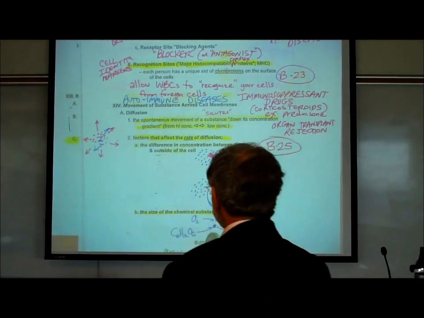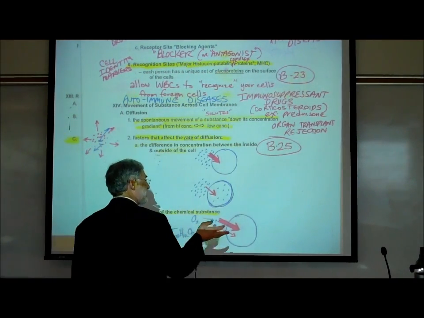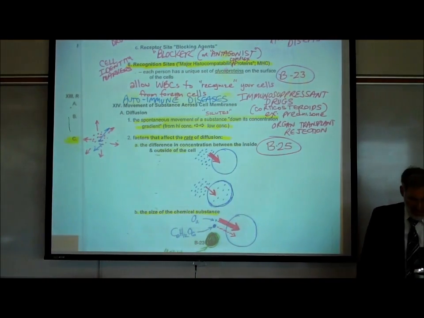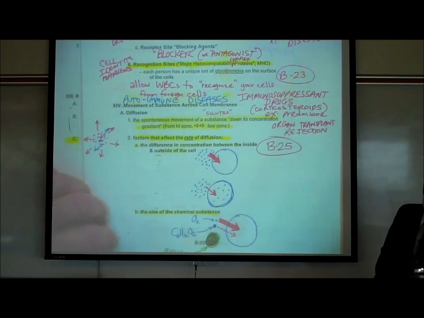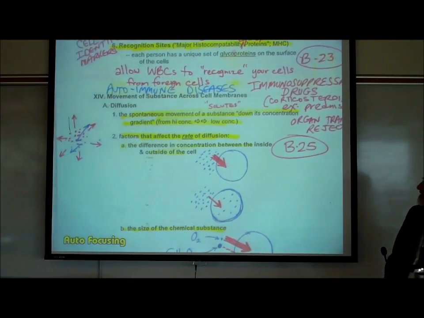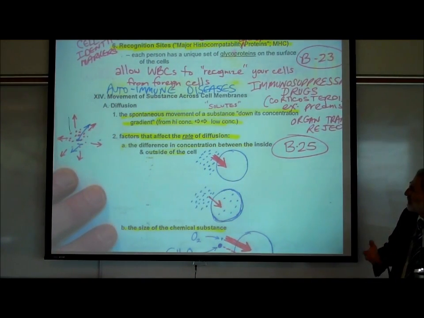All right. The question is, how do substances get into the cell or out of the cell? And so we're going to review right now diffusion, osmosis, active transport, passive transport, and so on. We're going to start with diffusion.